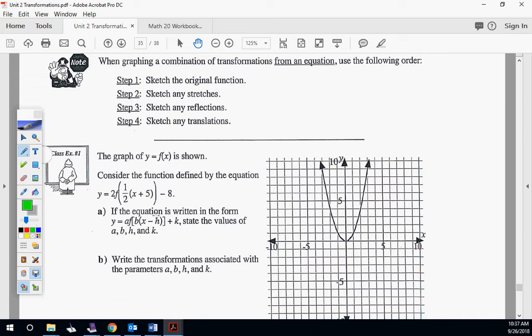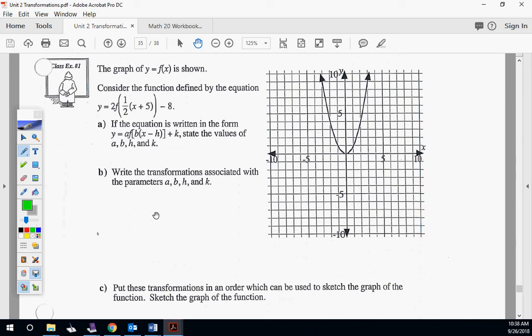Sketch the original function, sketch any stretches, sketch any reflections, sketch any translations. Stretches and reflections aren't super important to have in order, but if you stay in that order, you should be good every time. When I was working this morning with a student who was asking questions: if they tell you to do a specific order, then you follow what they say. However, if they give you a list of things to do, you need to follow this order. If they say move this 3, then reflect, then do what they say. So let's look at this one to start.